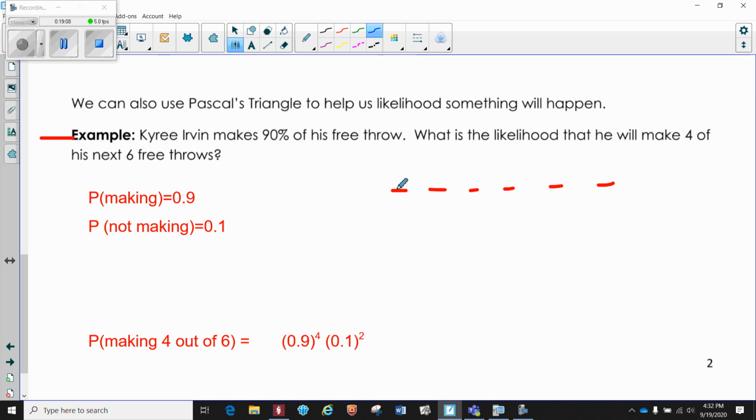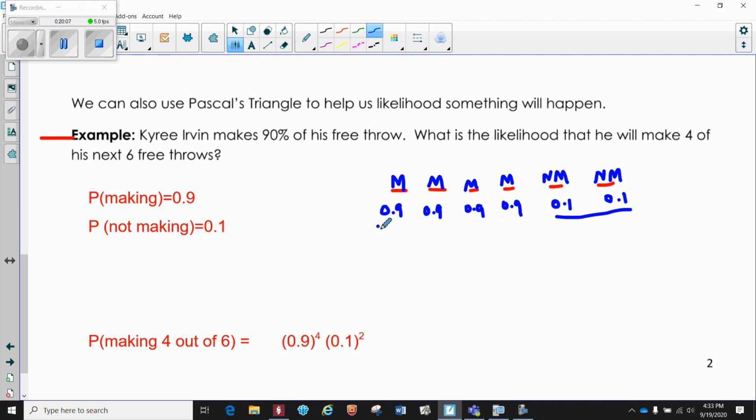So what can happen is that he can make, I'm just going to say M for making, the first 4, and does not make the last 2. This is one possibility. If he makes it each time, it's 0.9, he makes it 0.9, he makes it 0.9, he makes it 0.9, and then he doesn't make it. The probability of that is 0.1, and 0.1. So the total probability would be 0.9, 0.9, 0.9, 0.9. Multiply that, that would be 0.9 to the fourth, and the not making it would be 0.1 to the second power.